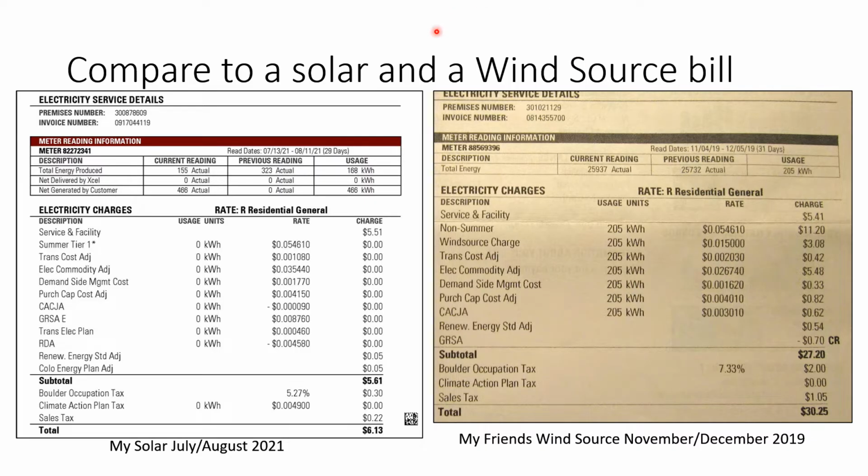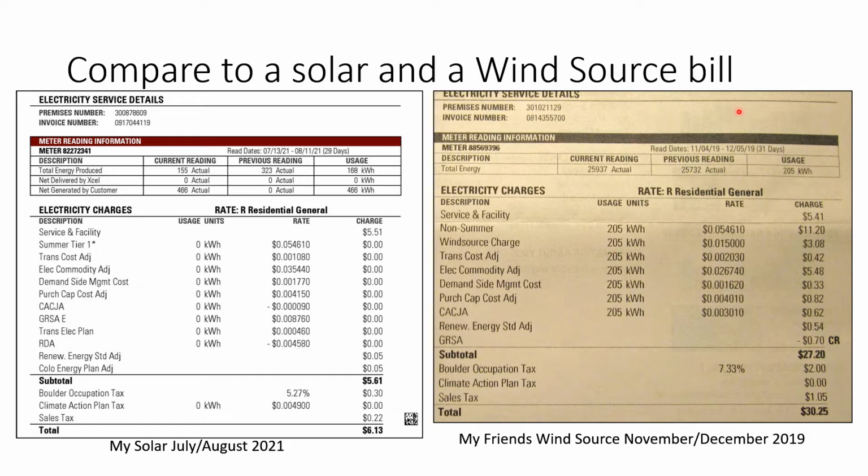So let's compare that with a solar power bill and a wind source power bill. This is my solar power bill. Note that there is still a connect fee, but note how all these values have zeroed out, and these are highly reduced because they're based on this value up here. And here's my subtotal. My Boulder occupation tax is tiny because this value is very small. And my Climate Action Plan tax is 0.